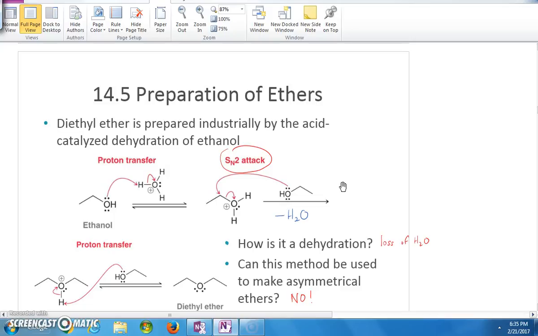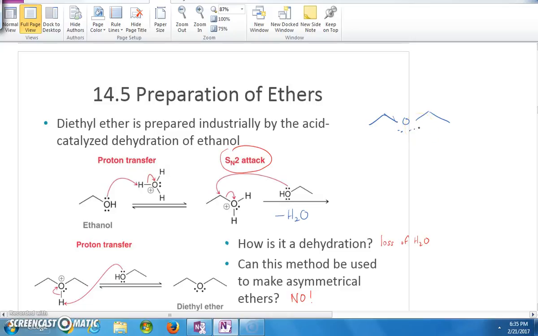Now, preparation of ethers. There are two ways of preparing ethers. You can either prepare symmetric ethers or asymmetric ethers. Now, diethyl ether is a symmetric ether.